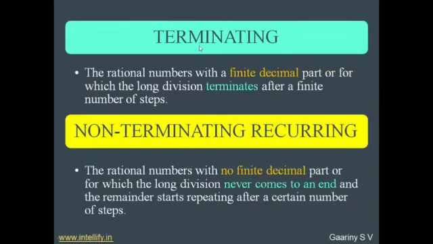Terminating decimal numbers are nothing but numbers with a finite decimal part, or numbers for which the long division terminates after some finite steps. This is what a terminating decimal number is. Now look at non-terminating recurring decimals. They are the numbers with no finite decimal part. It will not terminate. The long division never comes to an end and the remainder starts repeating after some subsequent steps. This is called non-terminating recurring decimals.